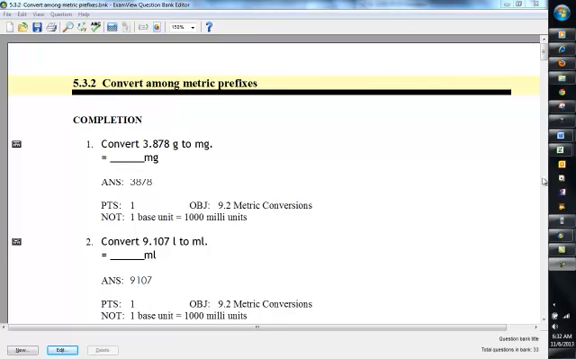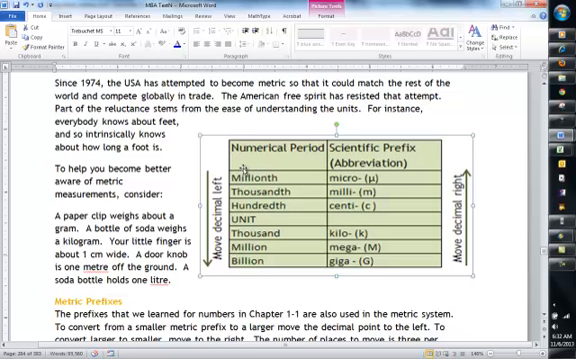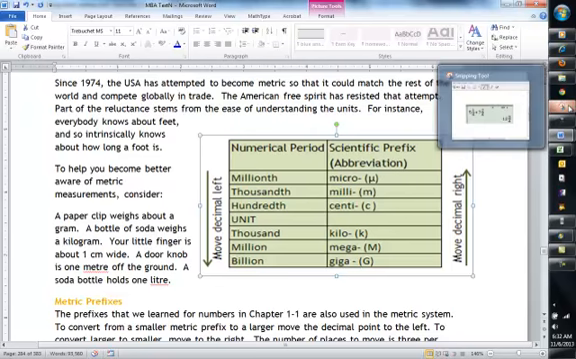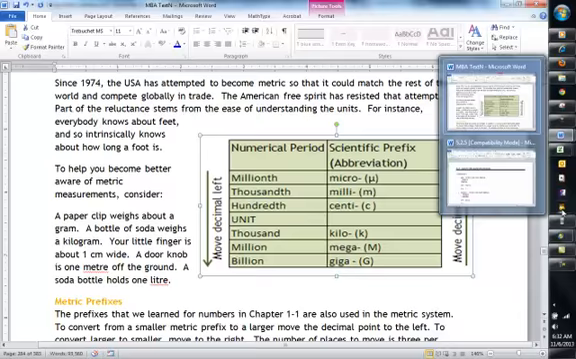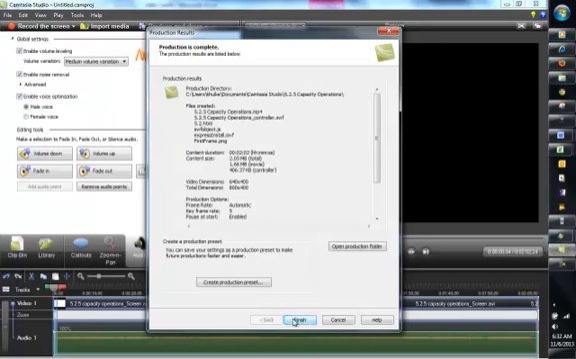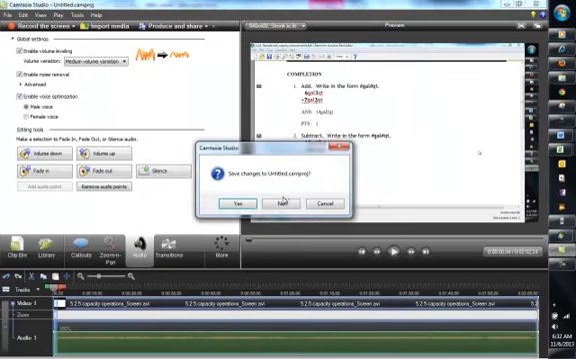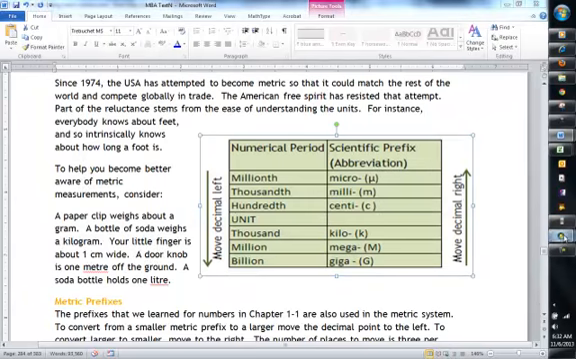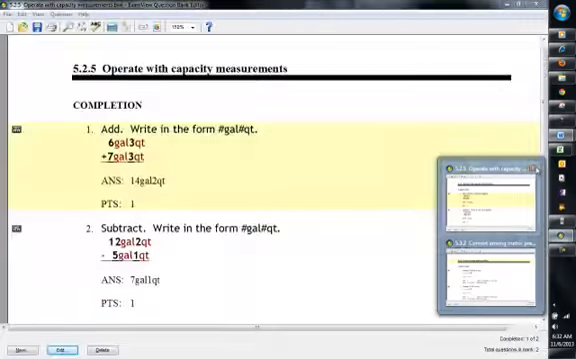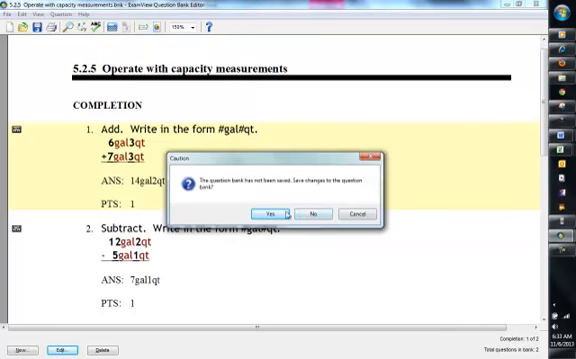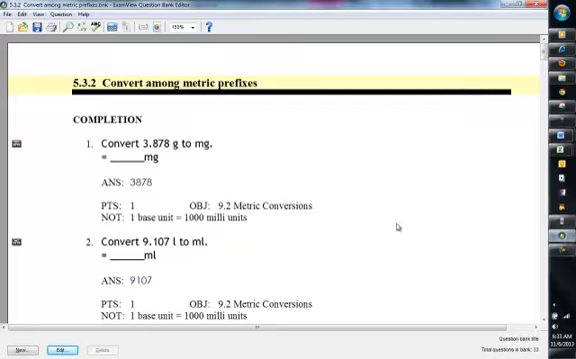We're going to convert among metric prefixes, and to do so we're going to use the chart that's in your textbook, and you can see how the chart looks. So let's see if we can get our first problem here. Convert 3.878 grams to milligrams.